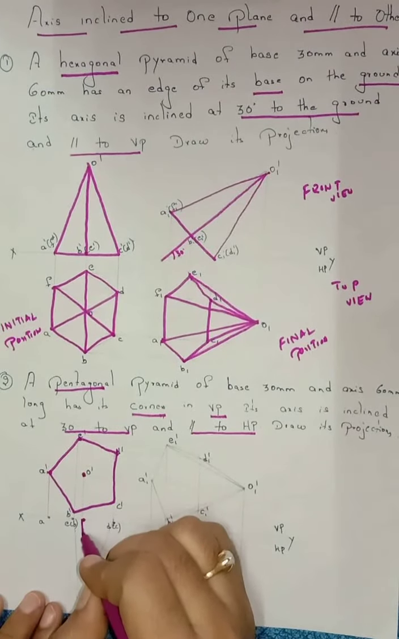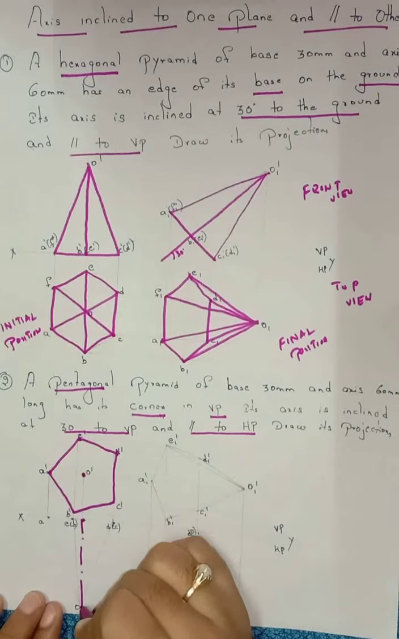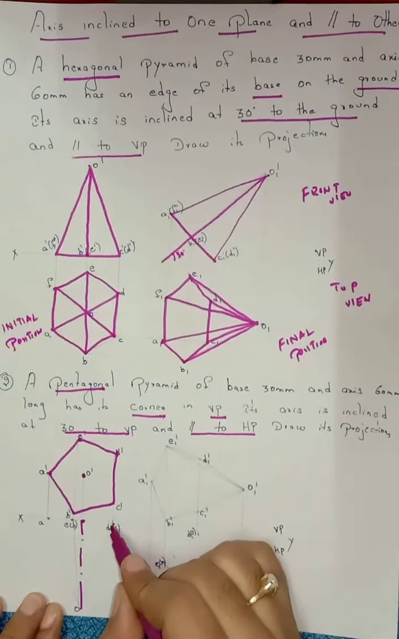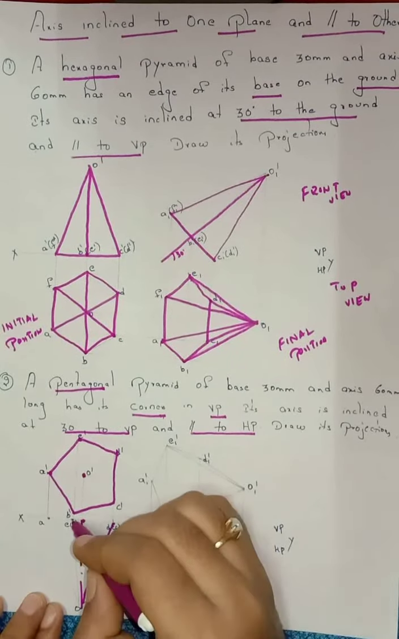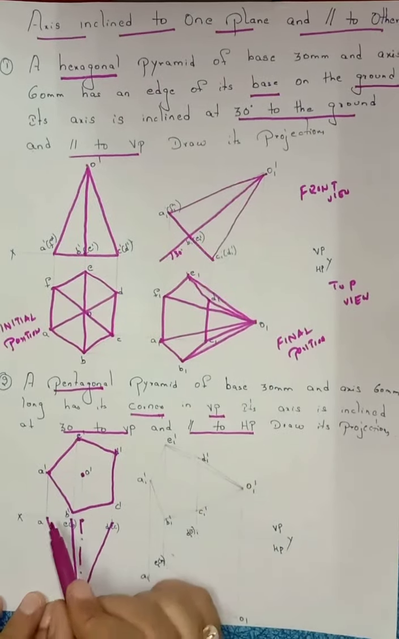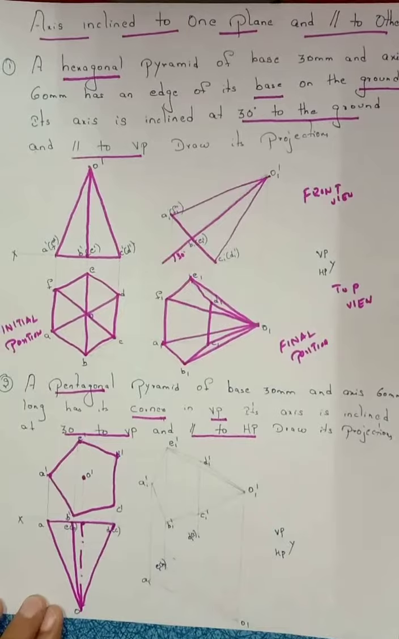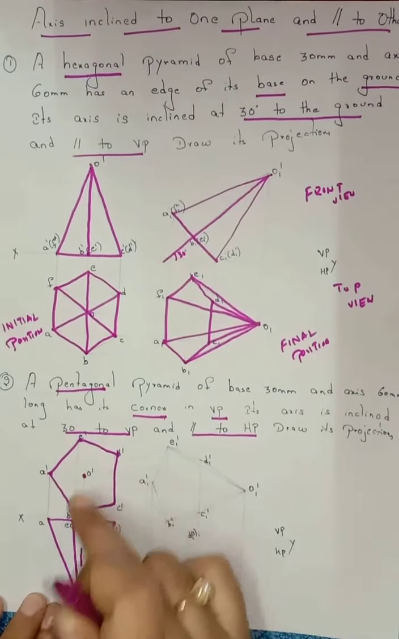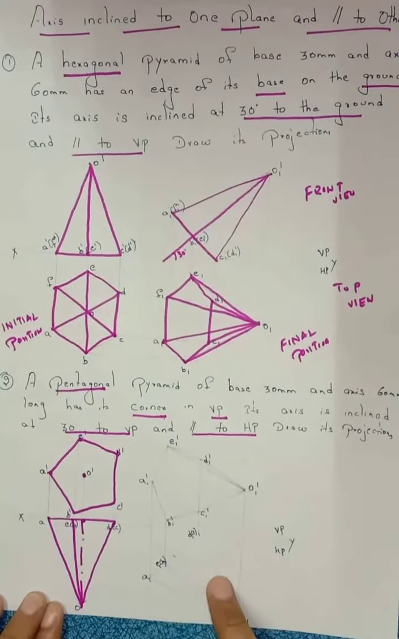Now from the reference line, axis height is here 60 mm. Then next join this D to O, E to O, and here A to O. You will get this pentagonal pyramid. So the third step will be here.